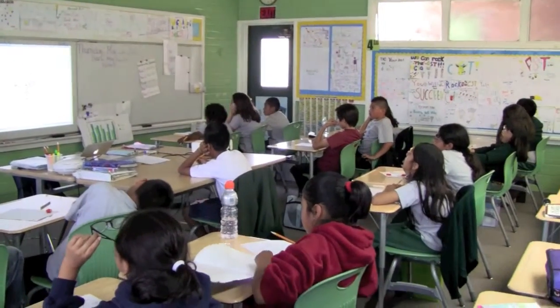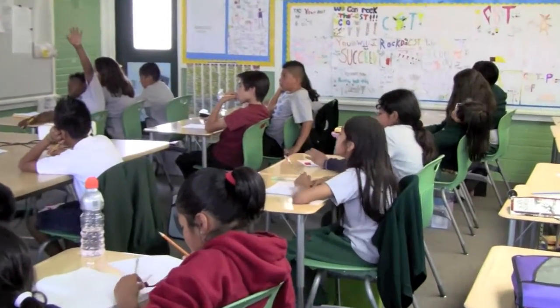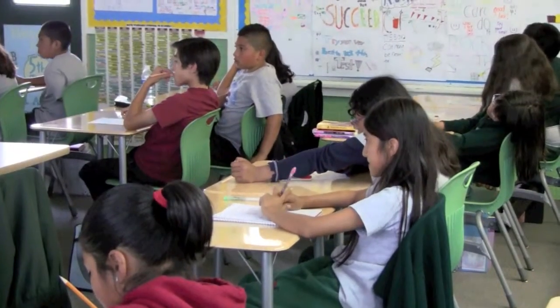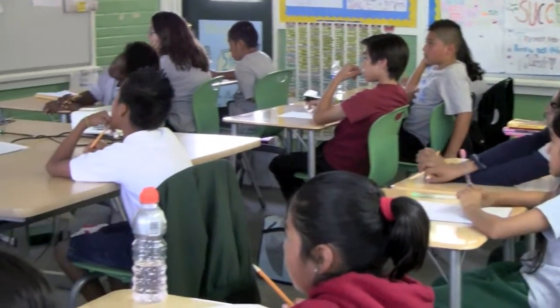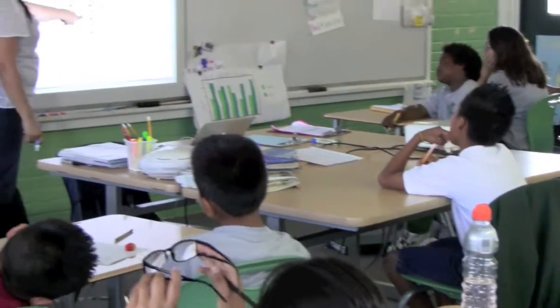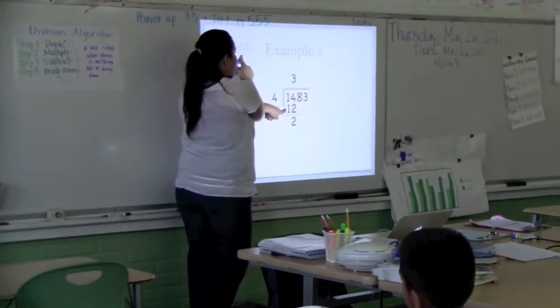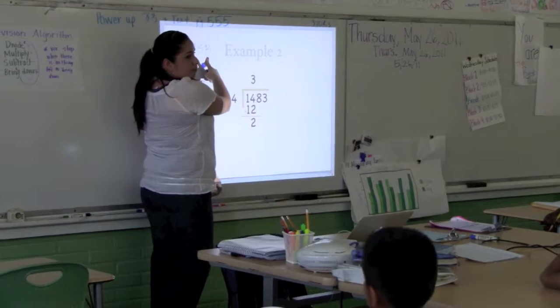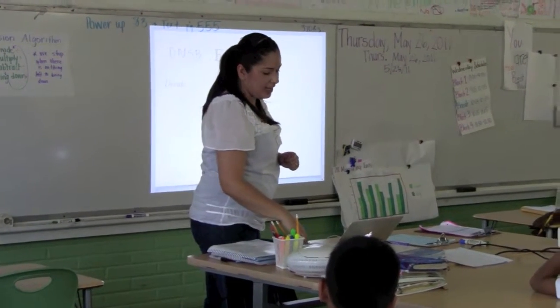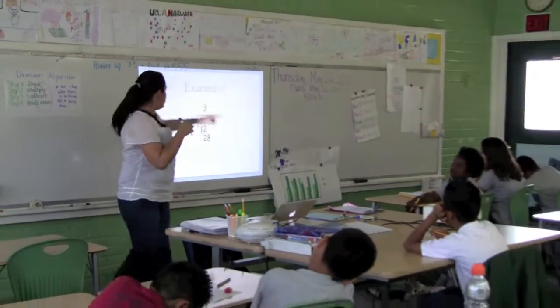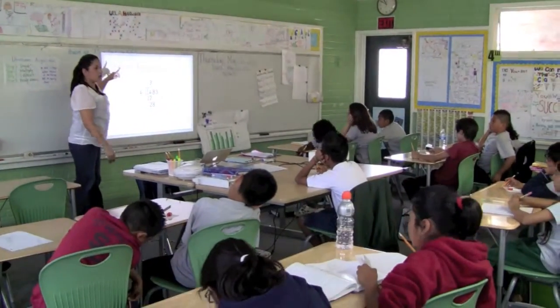Okay, but before I do that, remember we did 14 divided by 4. Then we did 3 times 4. And then we did 14 minus 12. So we subtracted. And we haven't done this step. So what do I need to bring down? Excellent. We're going to bring down the 8. And now we get to start all over again.